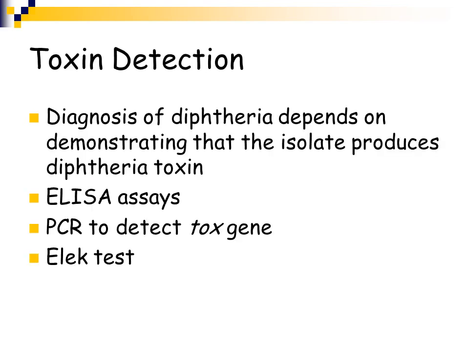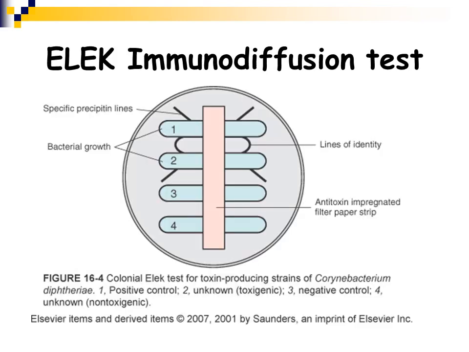So the diagnosis depends on that toxin production, and you can look for the toxin using ELISA tests. You can do polymerase chain reaction to detect that tox gene, and there's something that can be done in the clinical lab, though it's more commonly done in a reference laboratory, and that's called the Elek test.